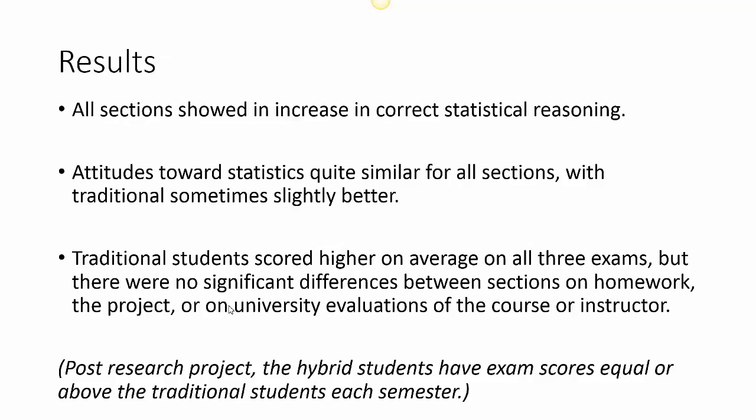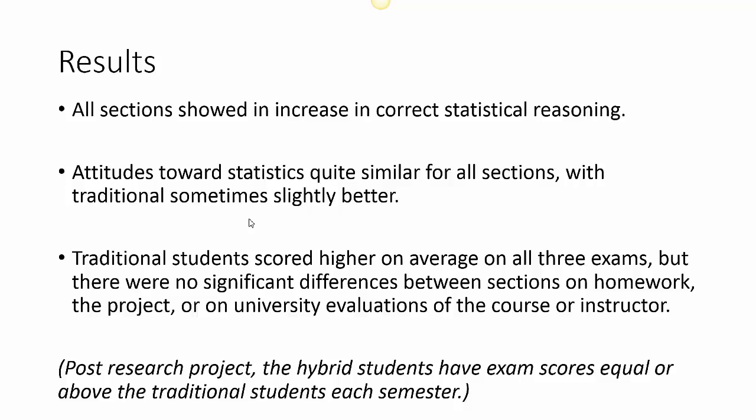And what we learned is that all sections showed an increase in correct statistical reasoning. I think we had a standard test that they took at the beginning of the semester and at the end. Everybody showed an increase, which was great. The attitudes towards statistics as a field were quite similar for all sections, but the traditional students were sometimes a little bit better on some of these. There were 6 different attitude components. And traditional students that semester scored higher on average on all 3 exams, but there were no significant differences between sections on homework, the project, or the university evaluations of the course or instructor.